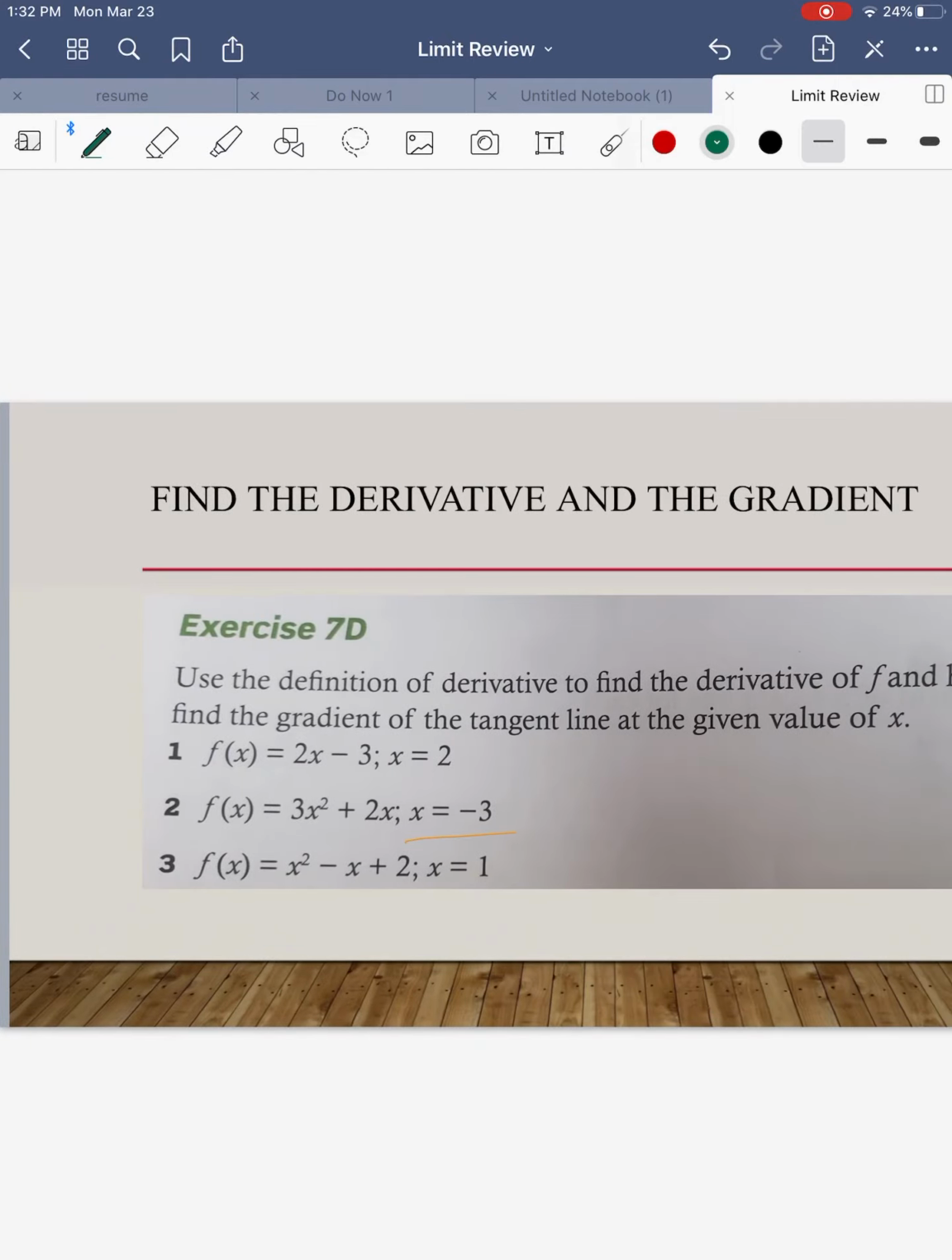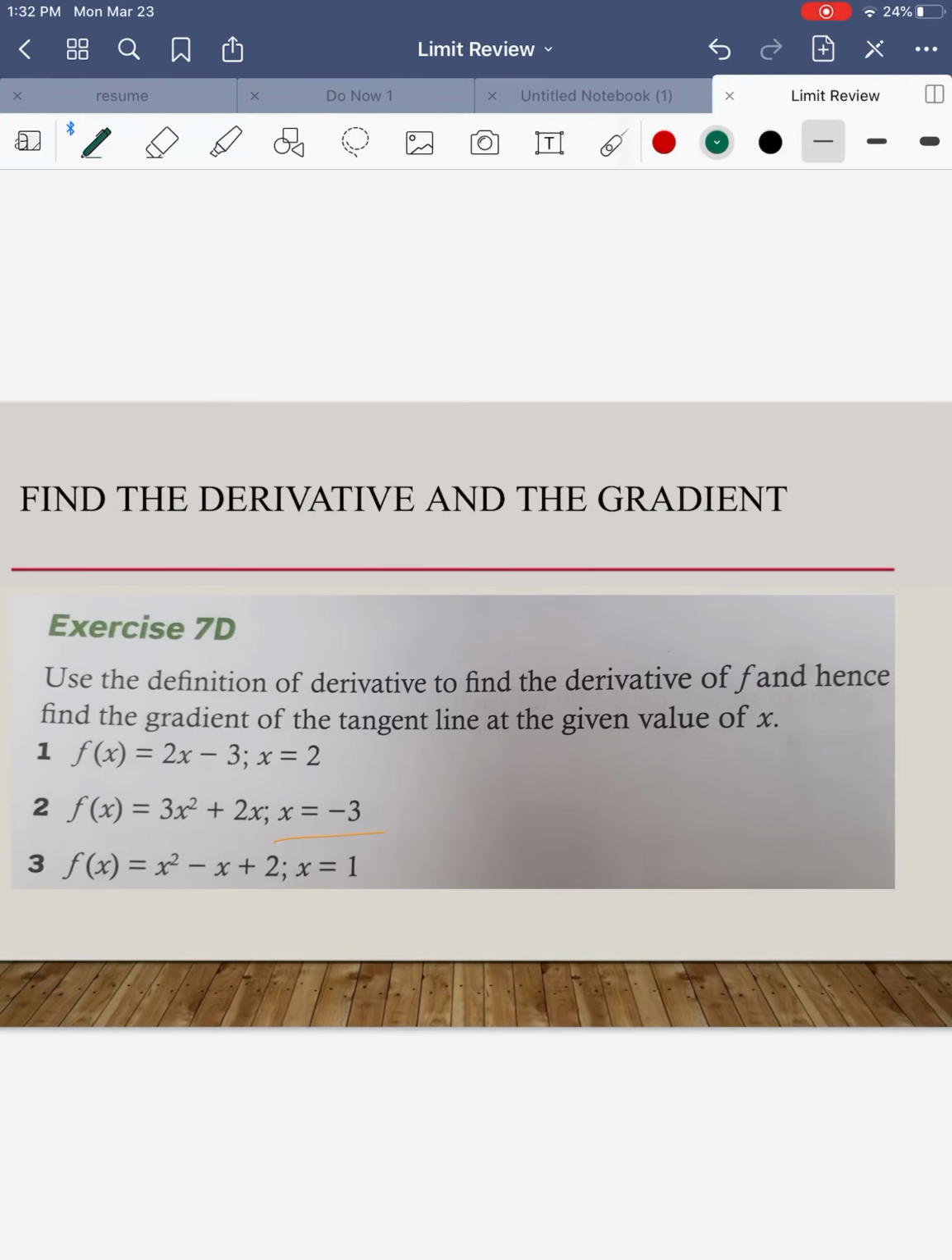All right. It says use the definition of derivative, find the derivative of f, and hence find the gradient of the tangent line at the given value of x. So basically, remember that finding the tangent is the same thing as finding the derivative. So we're going to find the derivative or the gradient of the tangent line, and then we're going to find the actual value of the gradient at that particular point of x. So let's get started.